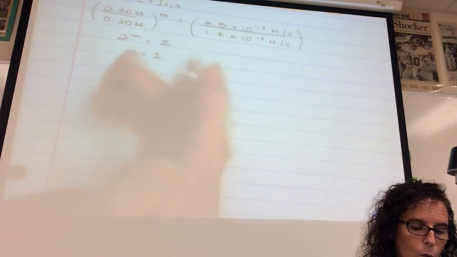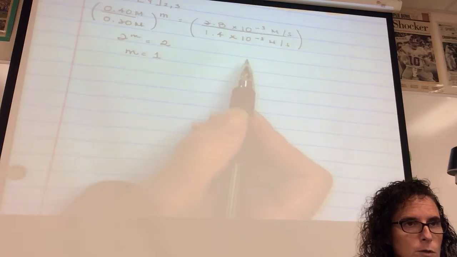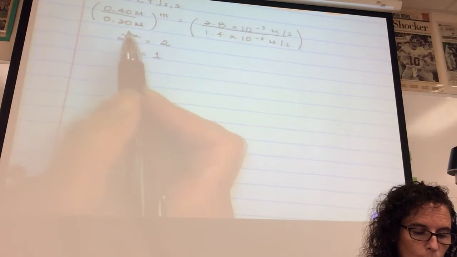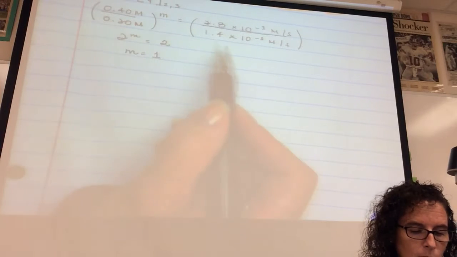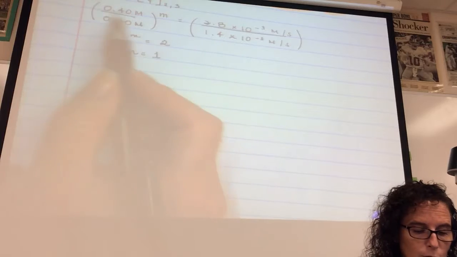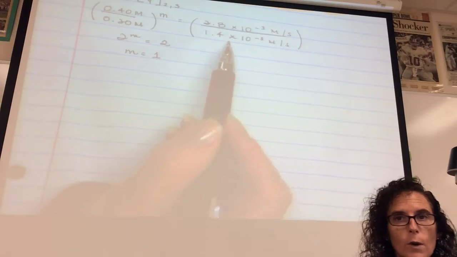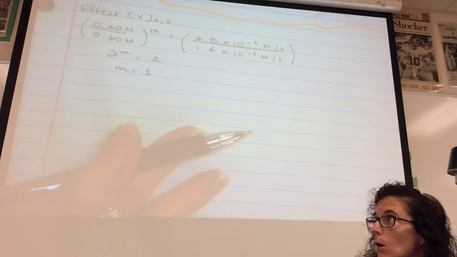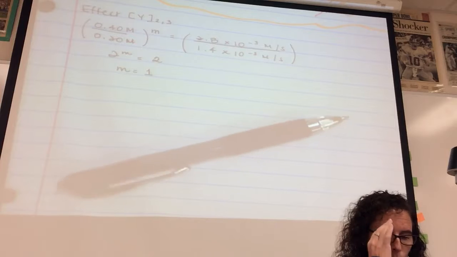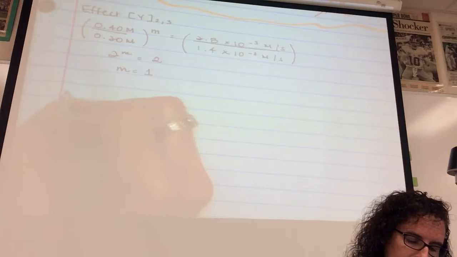So doubling Y doubles the rate, tripling Y triples the rate, increasing or quadrupling Y quadruples the rate. Whatever you do to the concentration is what you're going to do to the rate when you have first order. Yes? Okay.